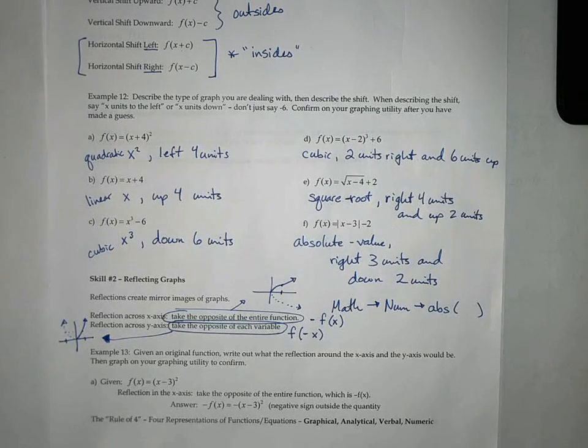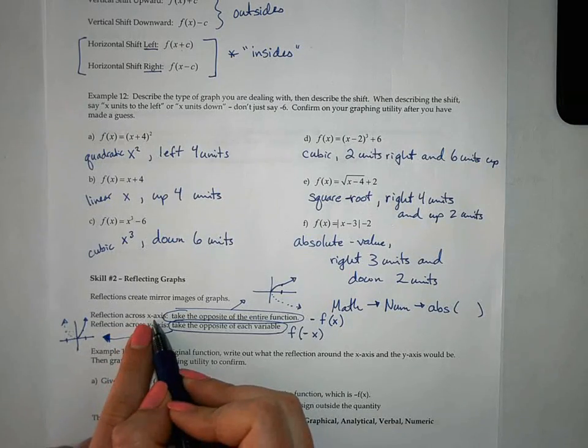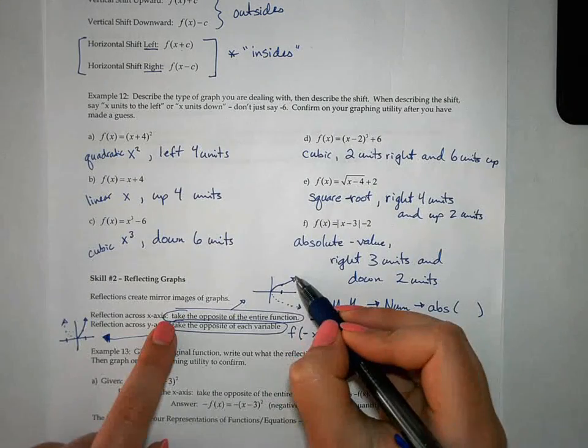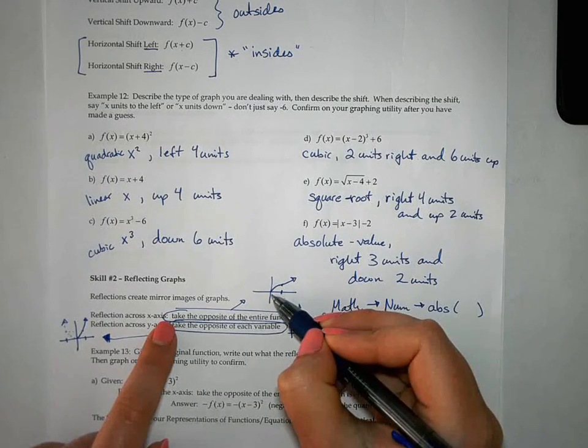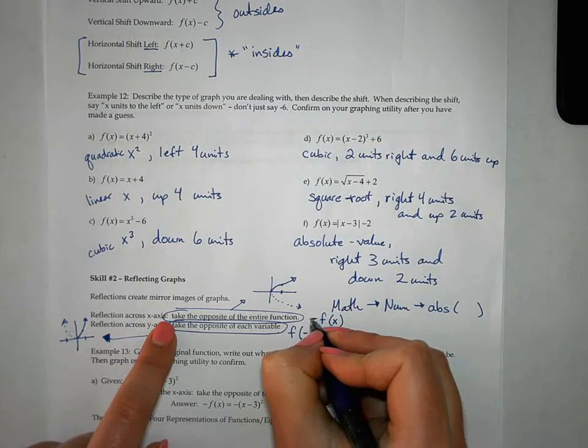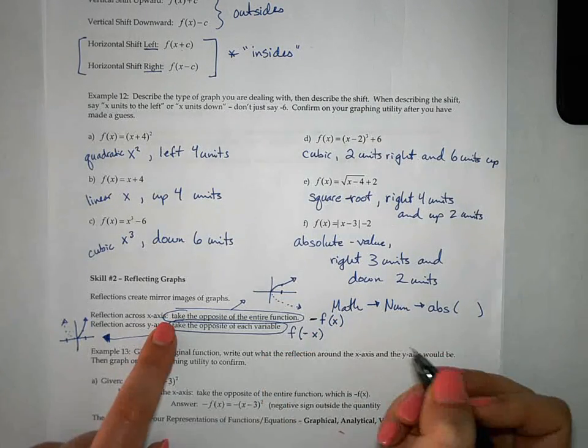The next thing we want to talk about with transforming graphs is the idea of reflections, and these are when you have those mirror images. We have two types of reflections to talk about, the x-axis reflections and the y-axis reflections. An x-axis reflection is when you have a piece of a graph and it flips over it like this, so it would become the dotted line, and that's when you put a negative outside the f of x.